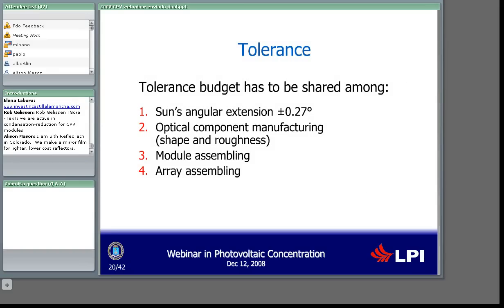But it's not only that, you also need to share your tolerance budget with other elements such as the array assembling and installation, the tracker structure stiffness, and the tracking accuracy, which includes not only the electronic accuracy, which can be very good, but also the accuracy of your mechanics, the gears, etc.